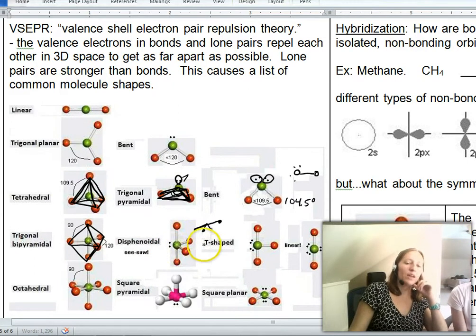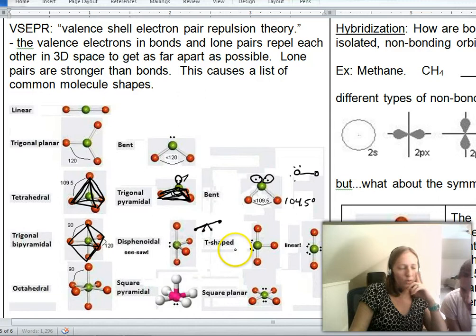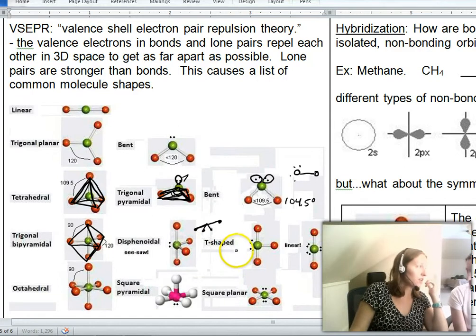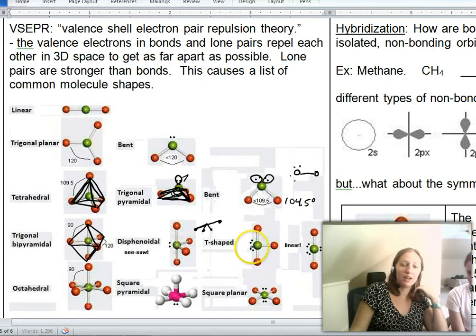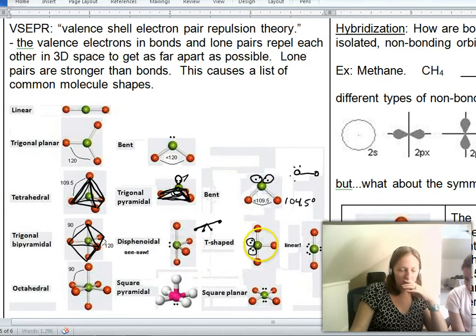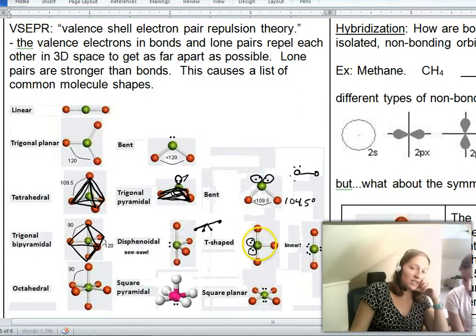And then the next one, what if there were two lone pairs? Then you lose another atom, an equatorial atom. So you have equatorial one and equatorial two, you still have both your axials, and one of your equatorials is left. And this is shaped like a T. A T, but sideways. Lone pair, lone pair. So this is T-shaped.